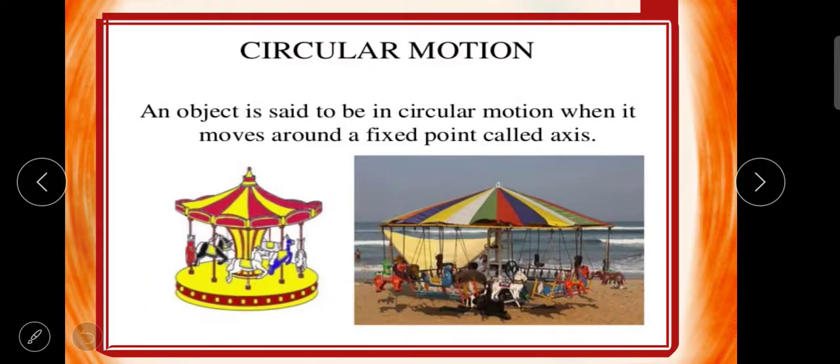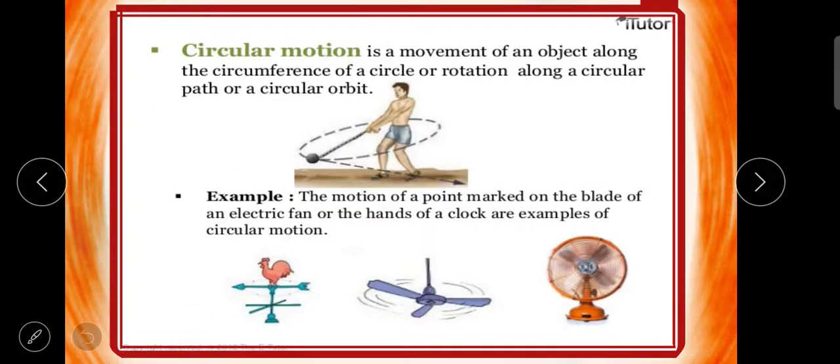is circular motion. Children, you have learnt in the textbook, I have told you, you should read that. An object is said to be in circular motion when it moves around a fixed point, and that fixed point is called the axis. Circular motion is a movement of an object along the circumference of a circle or rotation along a circular path or a circular orbit. You can see the motion of a point marked on a blade of an electric fan or the hands of a clock.